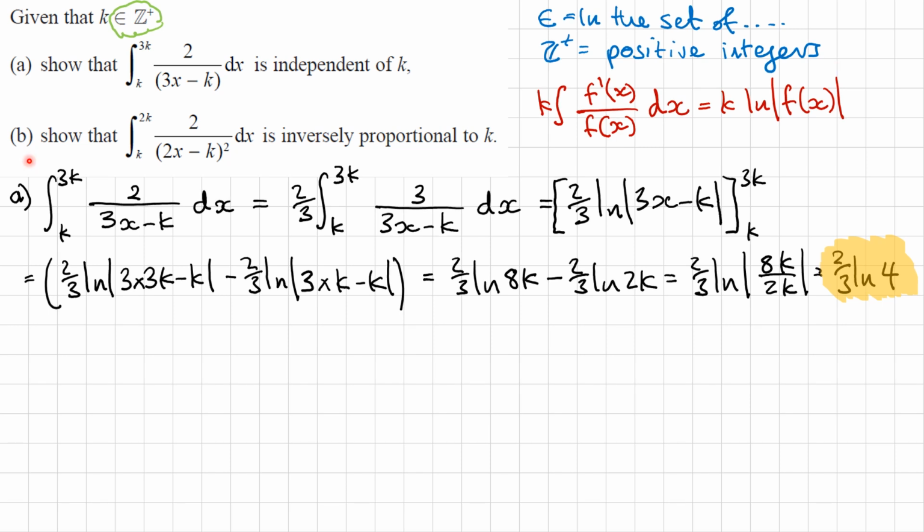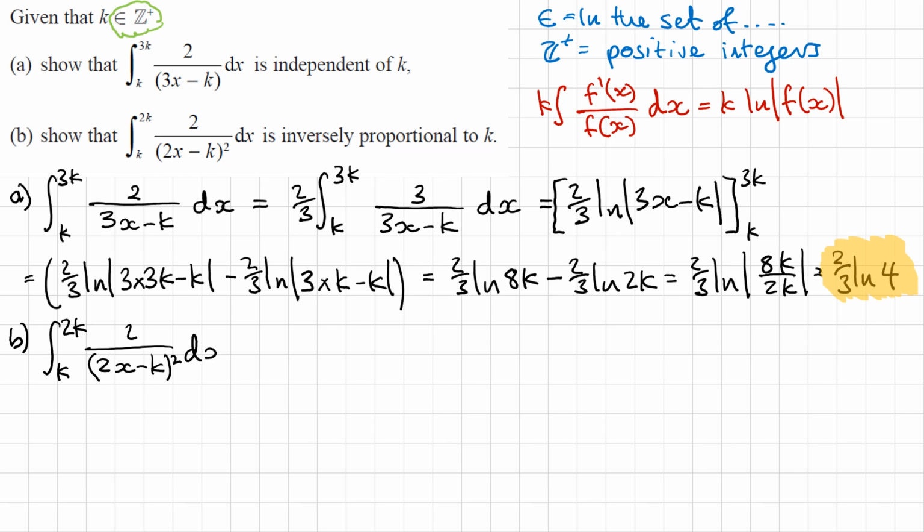Part B, what we want to do is to show that the integral between the limits of k and 2k of 2 over (2x minus k) all squared, integrated with respect to x, is inversely proportional to k. Okay, so just like the first bit, we are just going to do the integration of what we have been given. Right, so we've got 2 over (2x minus k), and that's all squared.